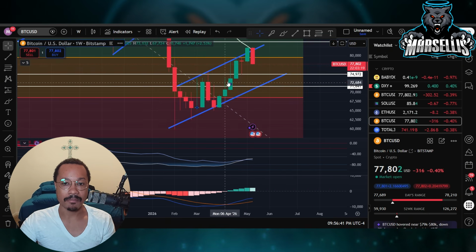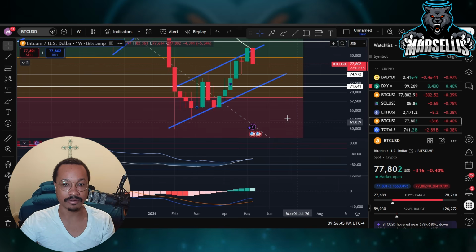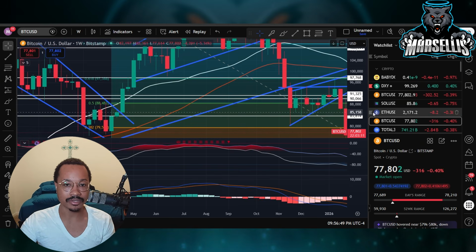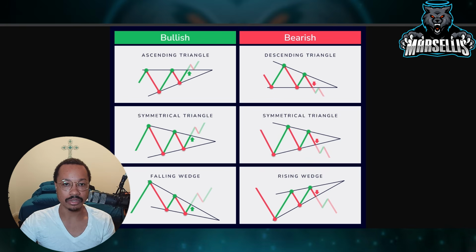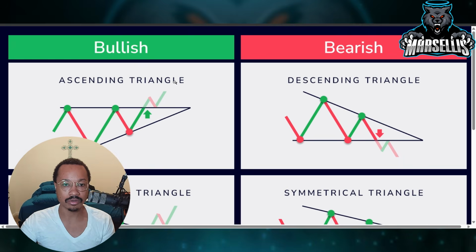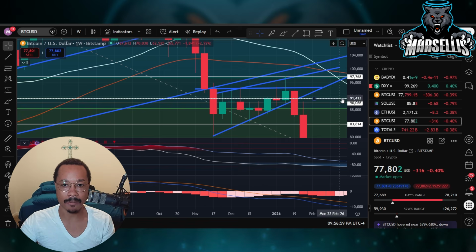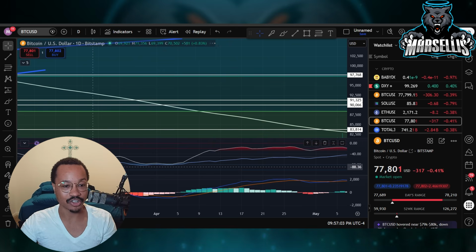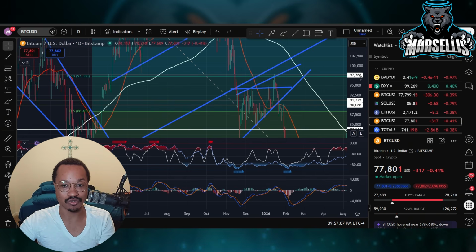We have a bear flag right here, which is a bearish signal. We have the 200-day moving average. We have the 50-day moving average. We have an ascending triangle right here, which is bullish, but it's within a rising wedge. Rising wedges are bearish, and I can go on and on. I'm just trying to show you guys that this is not a bunch of random stuff that I just drew on this chart.